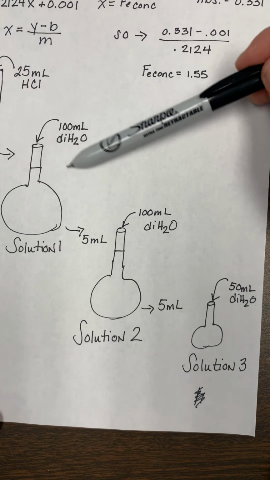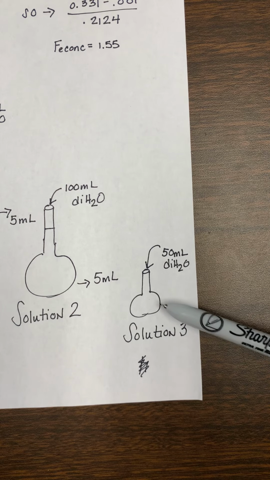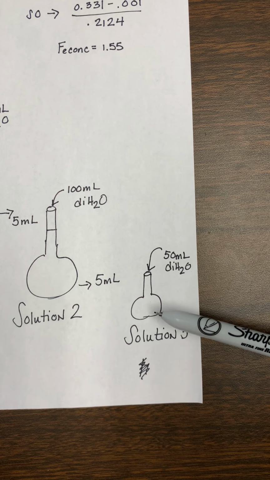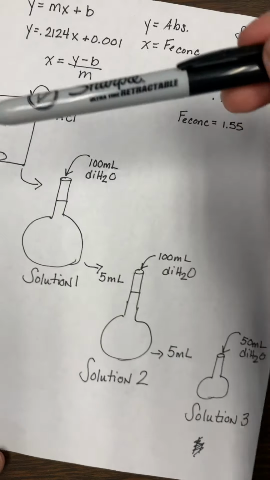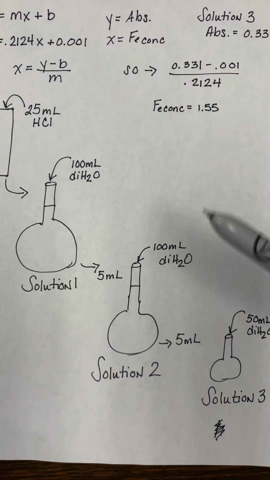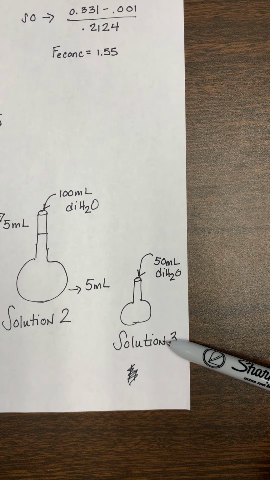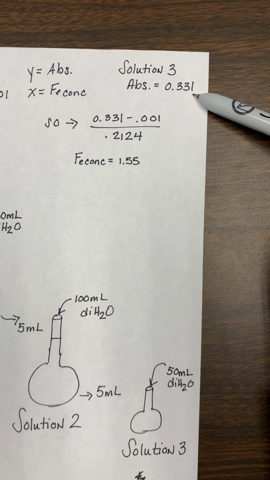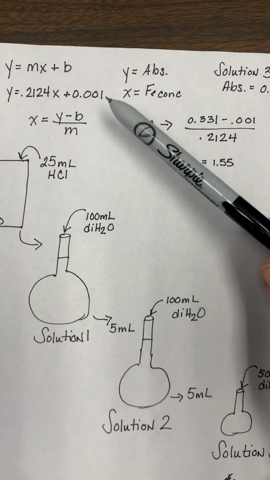So what we have here is the serial dilutions. Then what we are going to do, if you were in lab, is take solution 3 and determine the absorbance of solution 3. Then you would use that to calculate back to get to the original concentration. So let's just say that we take solution 3 and we do the absorbance, and the absorbance comes out to 0.331 grams, okay?